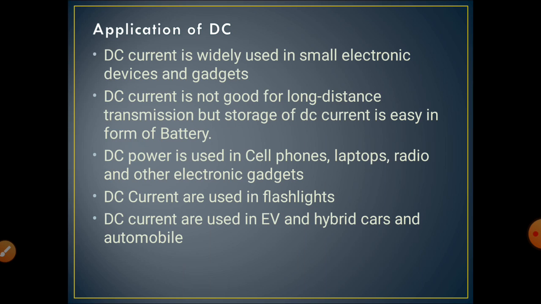Next one is applications of direct current. Direct current is not good for long distance transmission. It is used for cell phones, laptops, radios and other electronic gadgets. It is also mainly used for electric vehicles. DC current is stored in a battery, so it is used for electric vehicles, hybrid cars and the automobile industry.